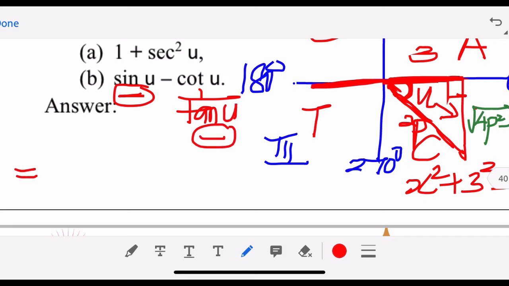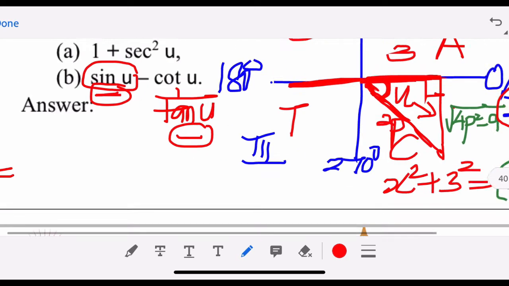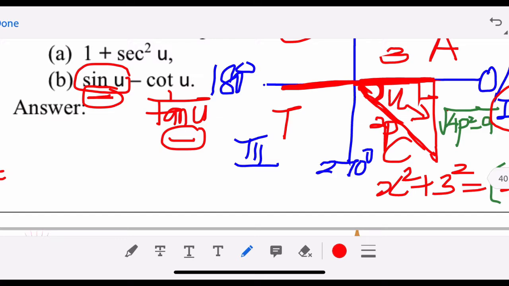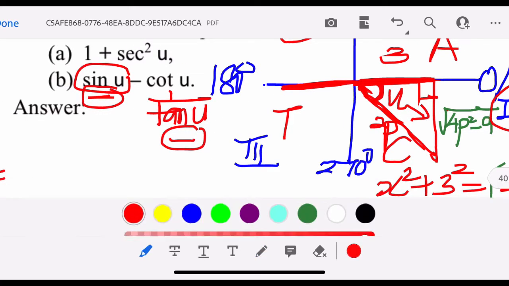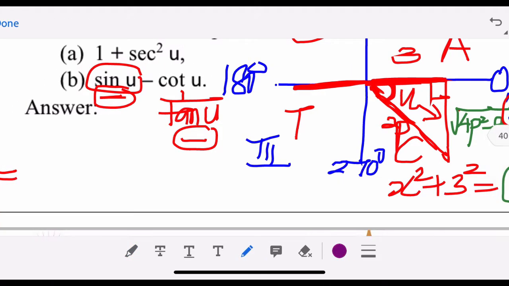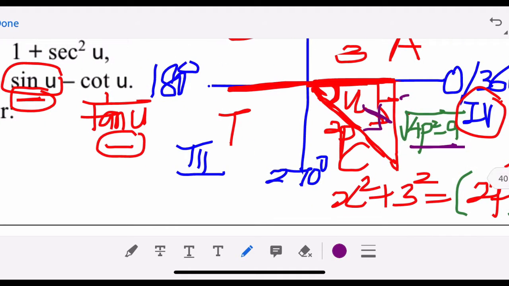Firstly, when you see sine u, you are in the fourth quadrant, right? So let's read out sine u. I'm going to use a purple color. Sine u is opposite, which is this length that we found just now, the square root of 4p squared minus 9, over 2p.